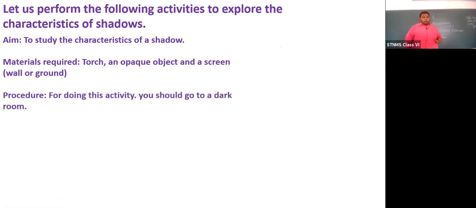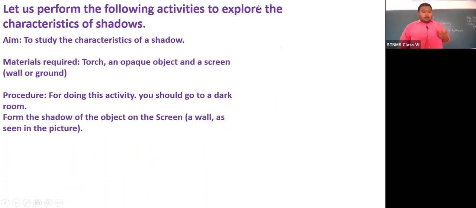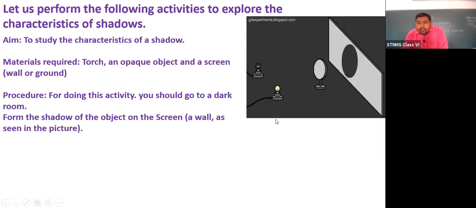Okay. Procedure. For doing this activity, you should go in a dark room. Form the shadow of the objects, whichever objects you have taken. You should form that shadow of that object on the screen. You take the screen as a wall or ground. It is shown in this picture.